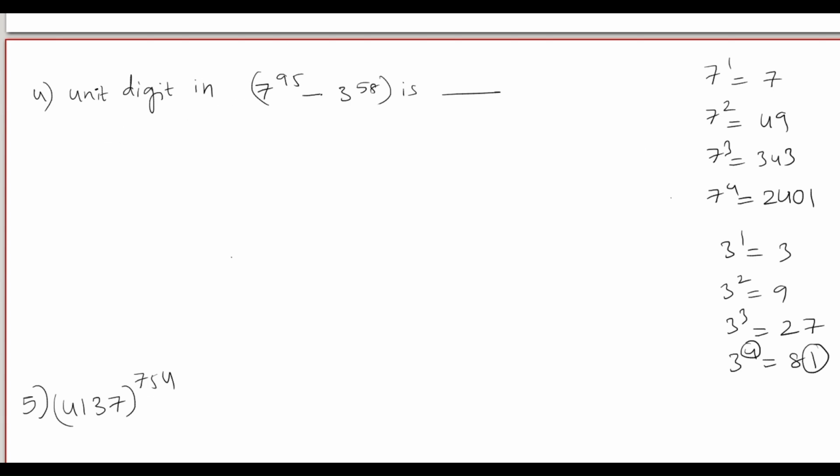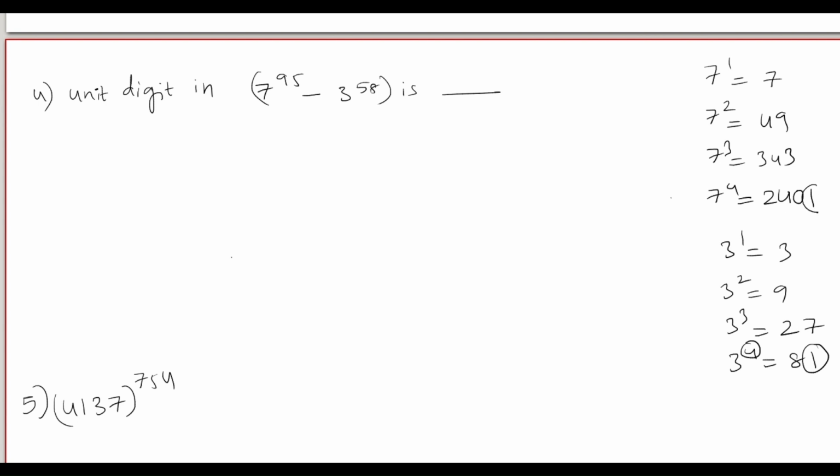So far we have seen simplifications which have a multiplication sign in the equation. Now we are going to see an equation that has minus. Let's see 7 power 95 minus 3 power 58. What is the units digit? 7 we know: 7 power 1 is 7, 7 square is 49, 7 cube is 343, and 7 power 4 is 2401.